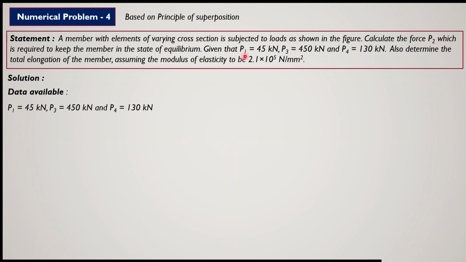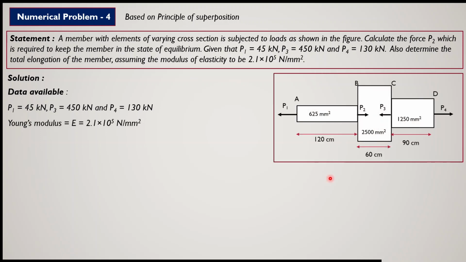It is given P1 is 45. When we go through the diagram, you will be able to understand what P1 is here. Okay, now let us go through the diagram. Here you will see this is a member having varying cross section area. The first portion has an area of cross section of 625 millimeter square.